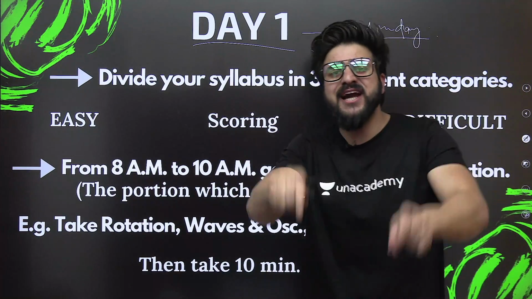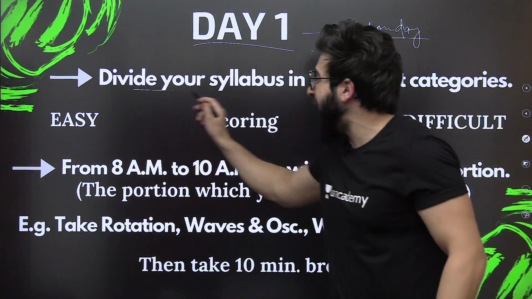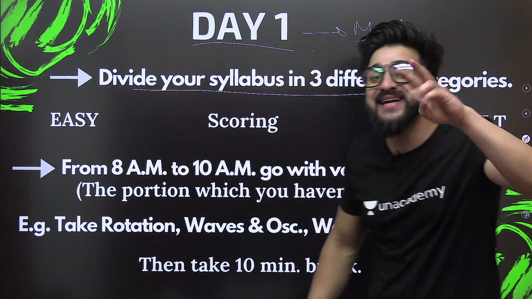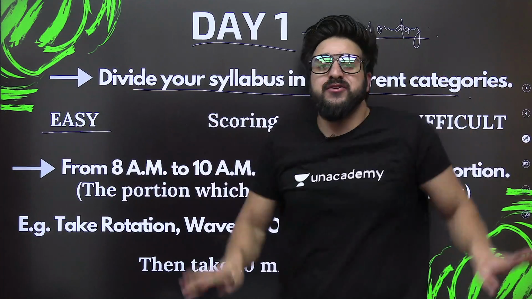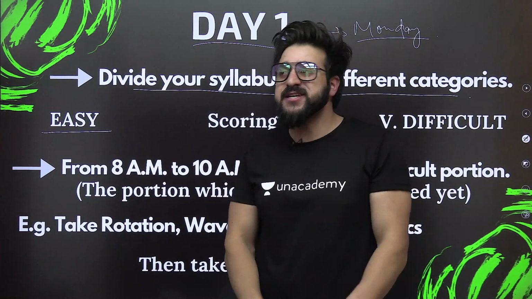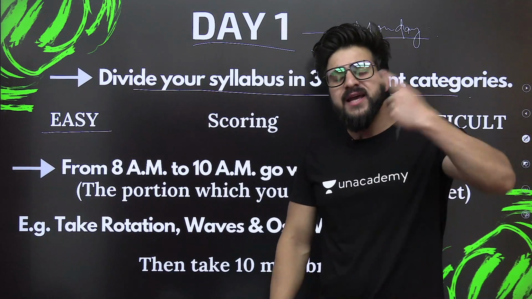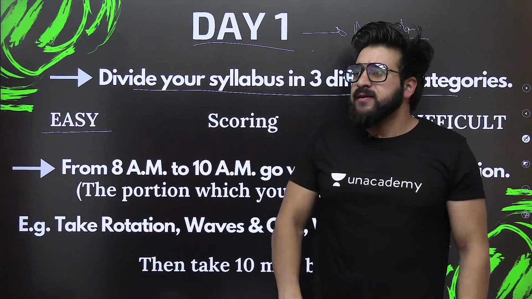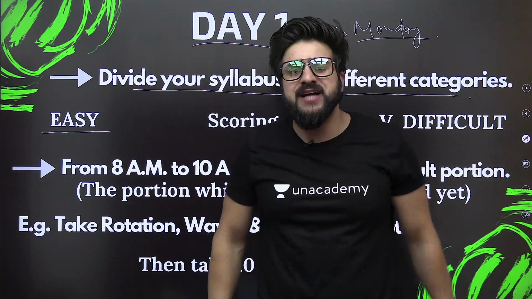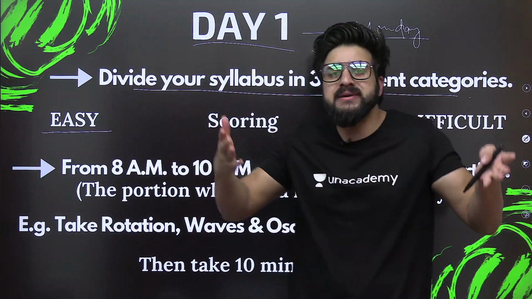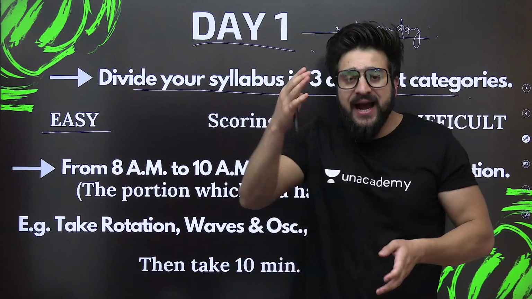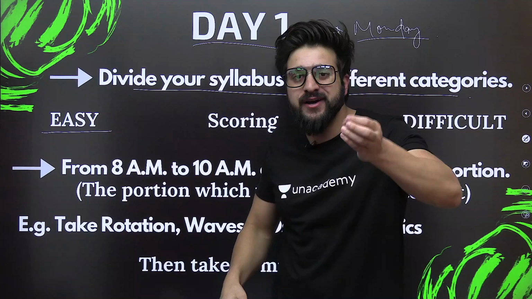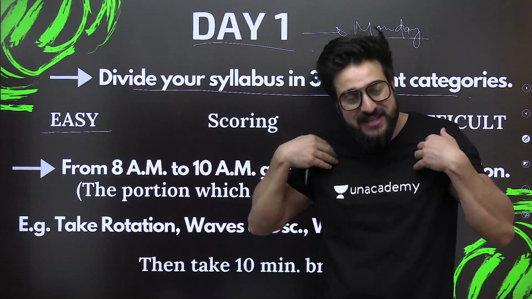The first thing you are supposed to do is divide your syllabus into 3 different categories. The first one is the easy part of your syllabus. If I talk from the physics point of view, what are the chapters that you feel are very easy? According to me, mechanics is easy, electromagnetism is easy, like kinematics, Newton's laws of motion or circular motion. These are the chapters that I feel are easy.